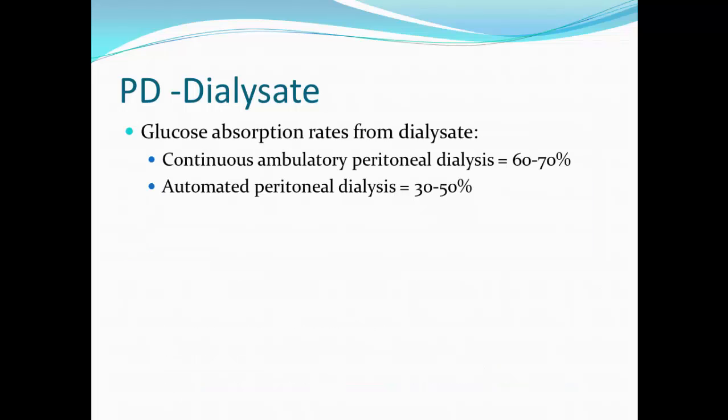You also must take into consideration the mode of peritoneal dialysis. Glucose absorption rates are different based on continuous ambulatory peritoneal dialysis, which has a rate of 60 to 70% of absorption, and automated peritoneal dialysis, which has 30 to 50% of absorption.